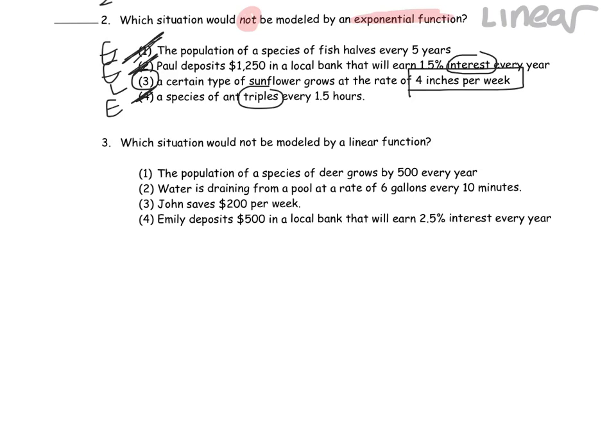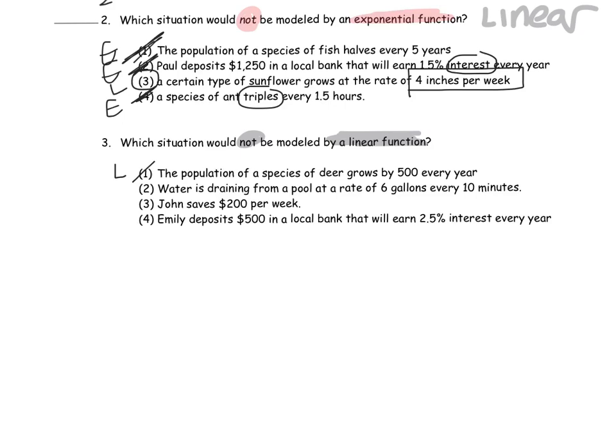Which statement could not be modeled by a linear function? So we don't want a constant rate of change. We want something to double, triple. We want interest. All right? So now here, the population of a species of deer grows by 500 every year. So if it's 500 every year, this means this is actually linear. This is linear. So no, we want not to be modeled by a linear.